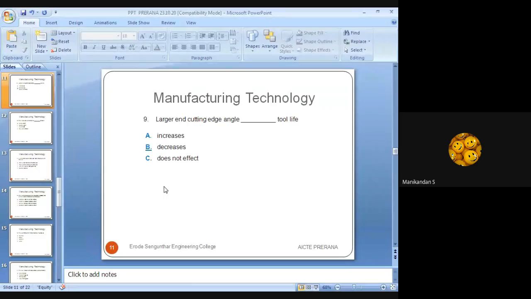Next one. A larger end cutting edge angle has dash to tool life. Will it increase, decrease, or have no effect? What will be the correct one? Does a large end cutting edge angle increase tool life, decrease it, or have no effect? Anyone knows?